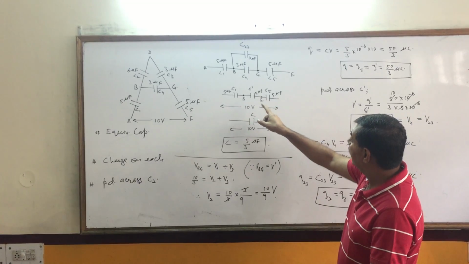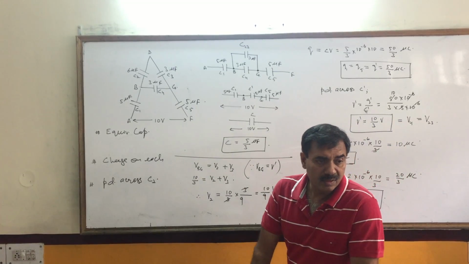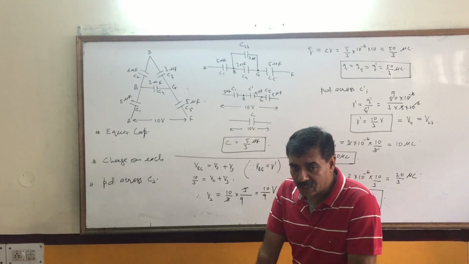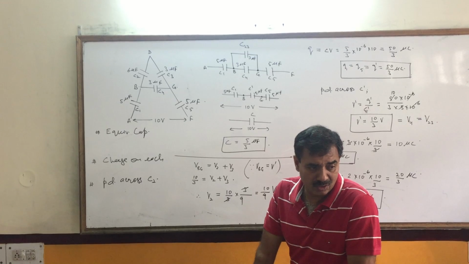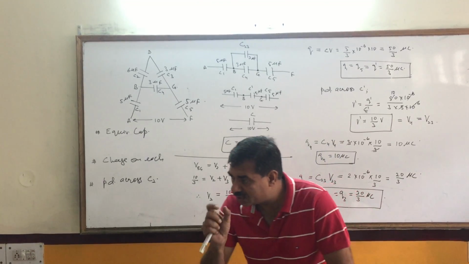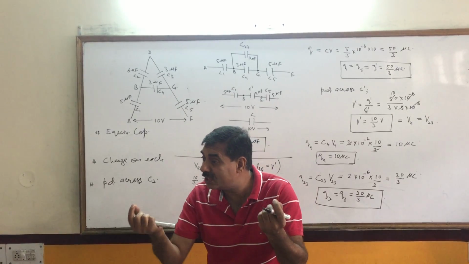C dash is the capacitor along B and G. Very, very interesting question. Everything about capacitors. If you know this question, you know everything about capacitors. Two capacitors are in series. This is yesterday's question.